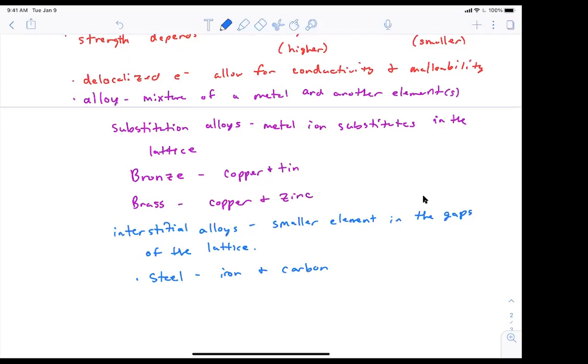So you infuse it with carbon to fill in the gaps between the iron ions to make it harder and stronger. Now, that does affect some of its malleability, obviously, because you're kind of restricting the movement of these ions. But overall, it is more rigid and sturdy and can withstand more force before it'll break. So those are a couple of examples of different alloys that you might need to be familiar with.